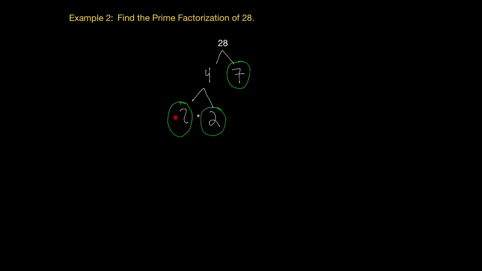Since we don't have anything else, we can conclude that the prime factorization of 28 is going to equal the product of 2 times 2 times 7. Again, listing the values from least to greatest.